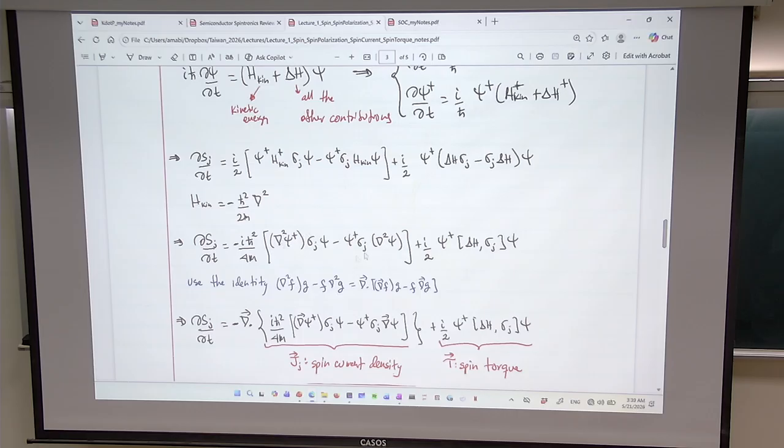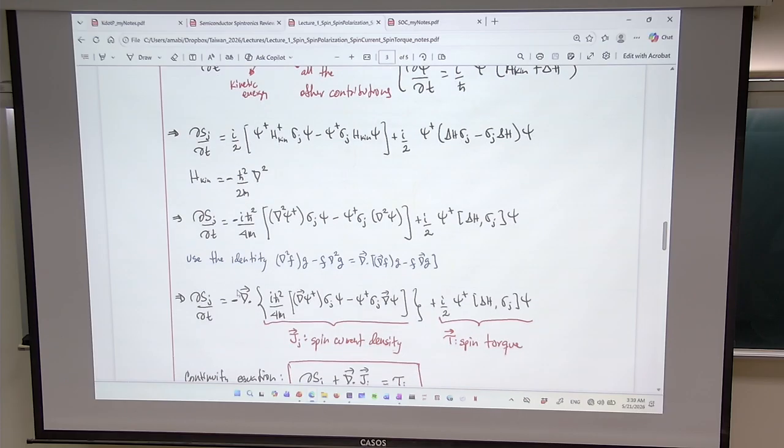So this term, you can rewrite it like a divergence by using this mathematical identity here, and then you can get your rate equation for the spin density. And you can write it like this. It's a minus the divergence of this term plus this other term. And so then one can identify this term inside the divergence like the spin current. Okay. What is the other term? Well, the other term is what we call spin torque.